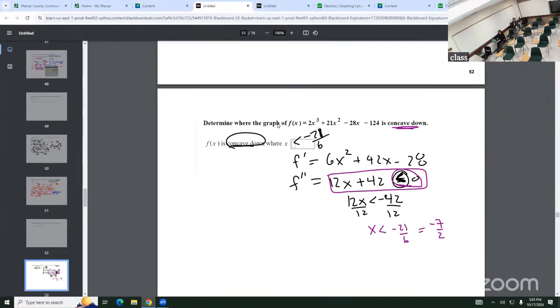So here, you could, but this one is particularly easy. If you actually took the second derivative, you end up with 12x plus 42. And when you say less than 0, you could just solve that and get x is less than minus 7 over 2. Okay.